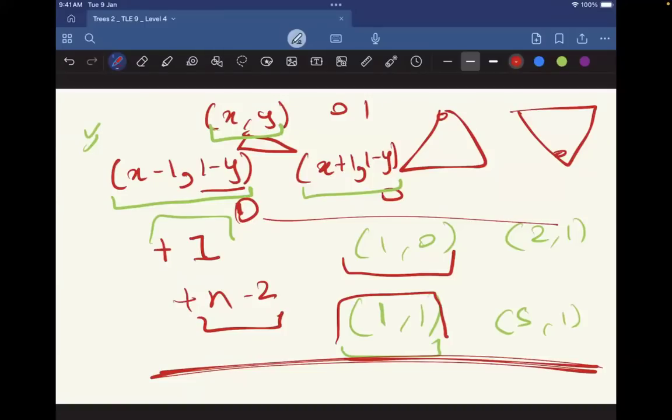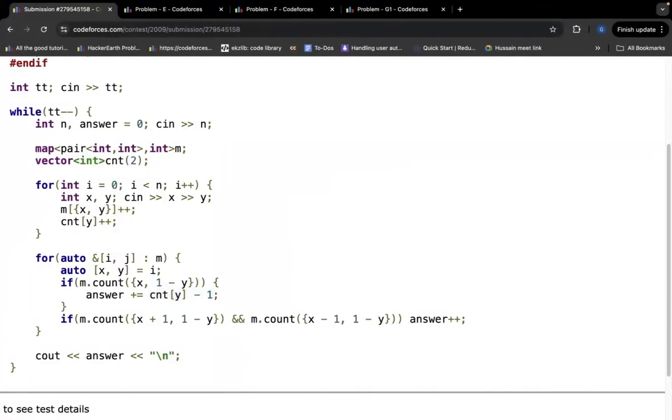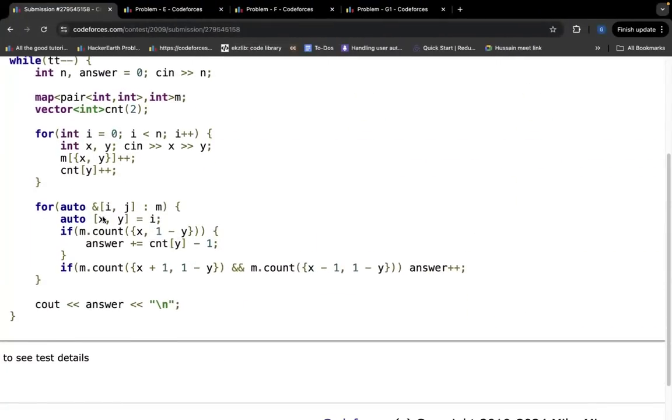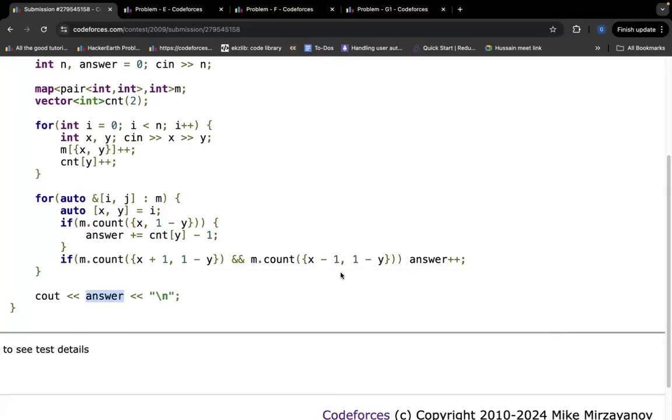If you implement the way that I suggested, it works. So that is what I am doing. And apart from that, for the other type of triangle, if it is x minus y, I just check if x plus 1, 1 minus y, and x minus 1, 1 minus y exist. If they exist, I am doing answer plus plus. In the end, I am just printing out answer.